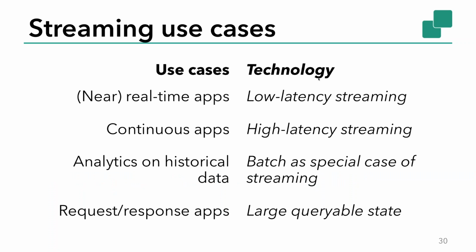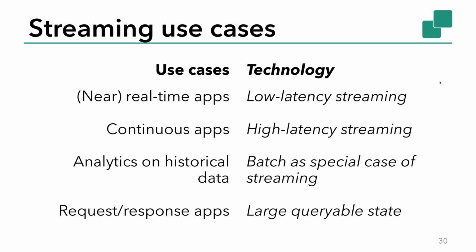When we talk about stream processing nowadays, we usually talk about real-time or near real-time applications, and the technology to cover those is, let's say, low latency streaming. This is what we've been talking about so far. But that is just the tip of the iceberg for data streaming. Other applications that are a perfect fit for streaming technology are continuous applications that are not necessarily real-time. We can call that high latency streaming, and it is as beneficial as low latency streaming.